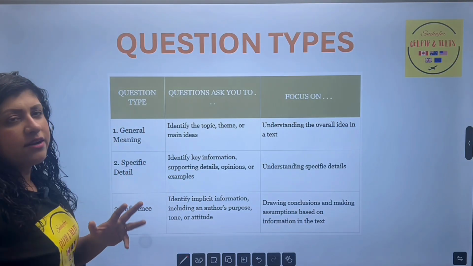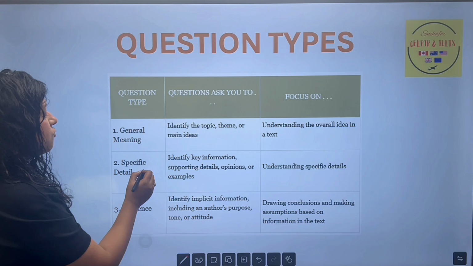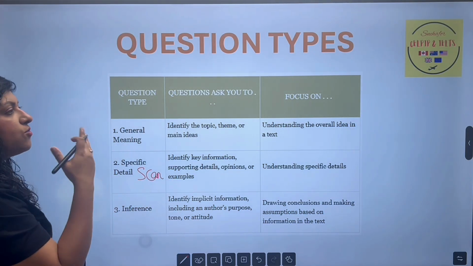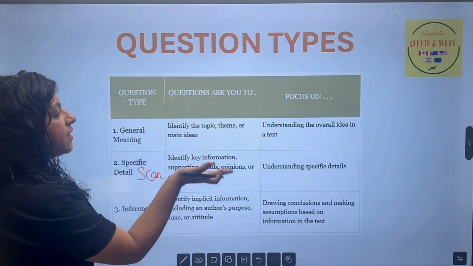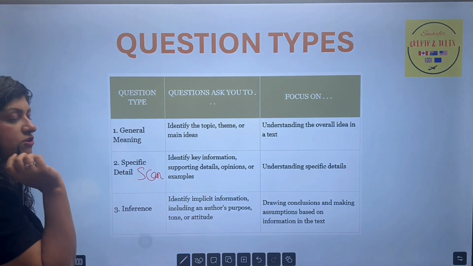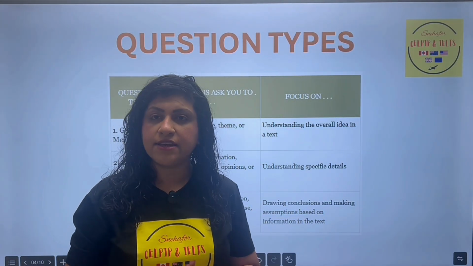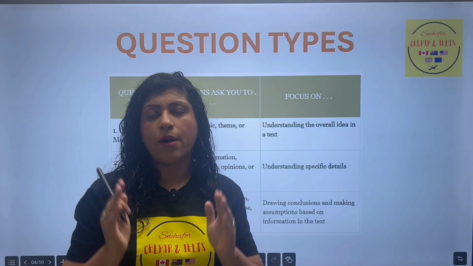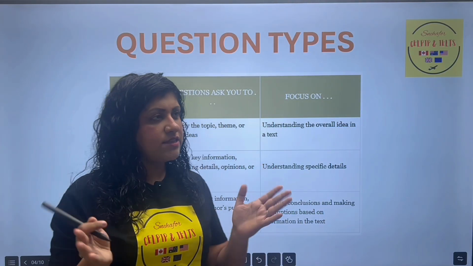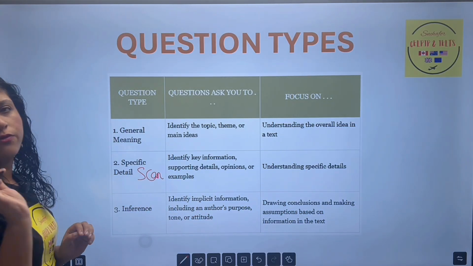So specific detail are the types of question where you will be searching for key information, so you'll be scanning over here. Then when we talk about general meaning, here you have to understand the purpose, the main idea, the topic, the theme. And when we talk about inference based question, here the information, it's not directly stated, it's indirectly stated, and you have to come to the conclusion based on your understanding overall. So these are the 3 types of questions that again you're going to find in task 2 of reading.